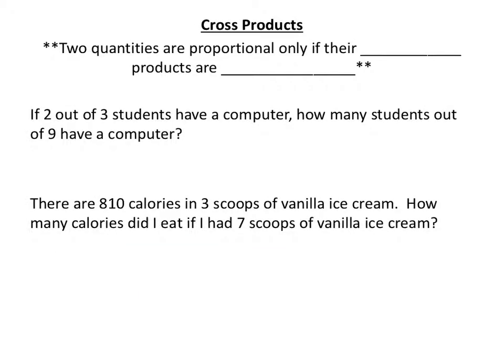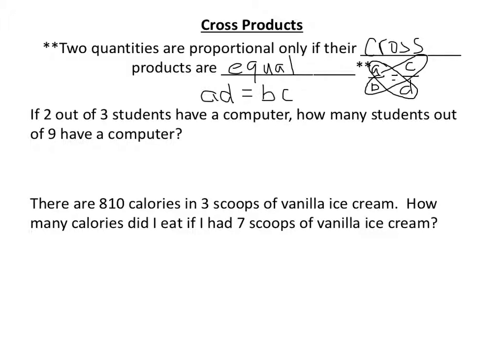Another interesting thing about proportions is something called cross products. Cross products mean that two quantities are proportional only if their cross products are equal. So what that means, if I have two quantities, A over B is equal to C over D, they're only proportional if their cross products are equal. So in this case, A times D, because product means multiplication, is equal to B times C.